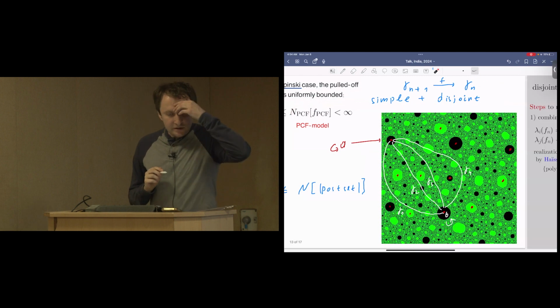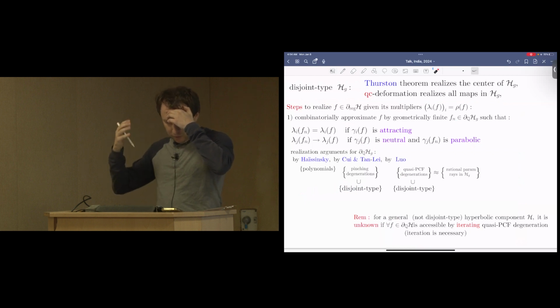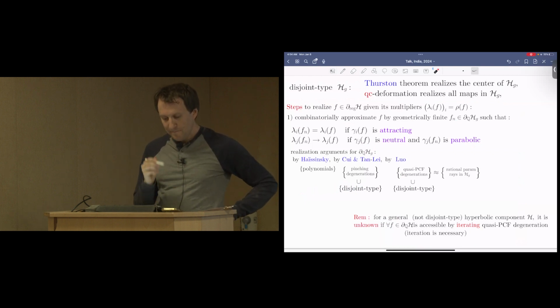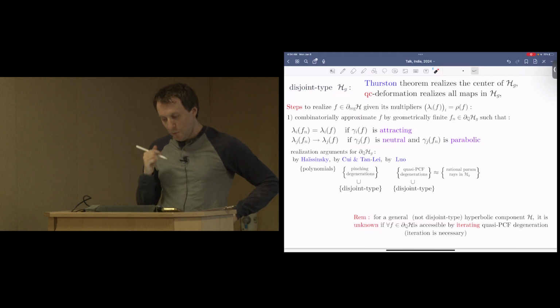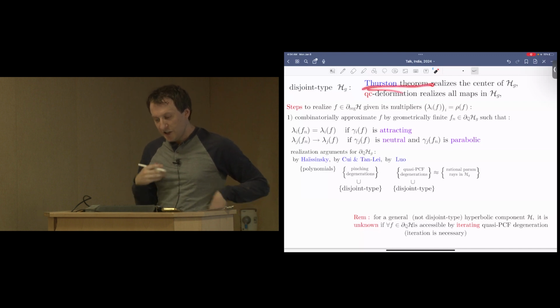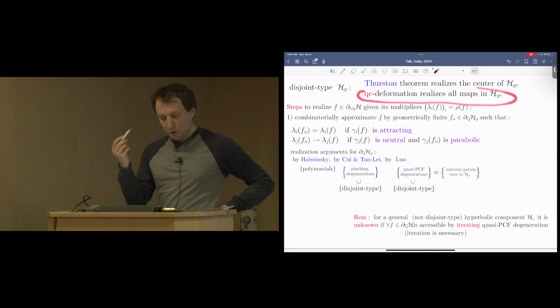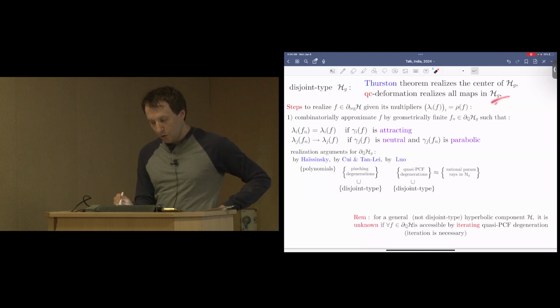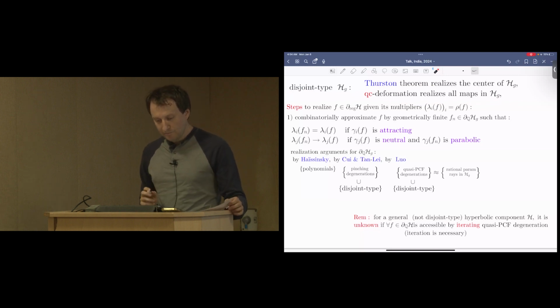Okay, let me now just stress the main steps of the full construction. As I said, we are looking at the disjoint-type hyperbolic component. So it has the center, and the Thurston realization theorem allows us to claim the center. So the center we can realize by a classical Thurston theorem. And then, for example, by doing QC deformation, we can realize all maps in the interior of the hyperbolic component.